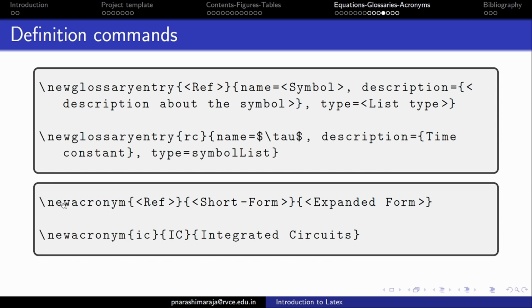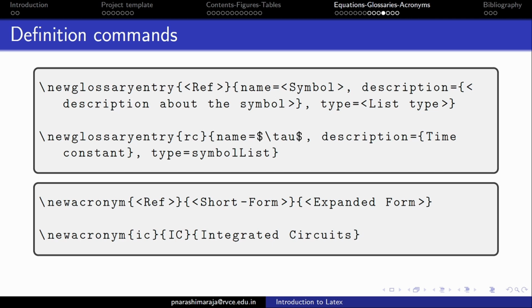So next, this new acronym command helps us to create a reference name which you define in the first curly braces, and the next two curly braces define the short form and its expanded form here. So here is a case where I've defined the reference name as IC, and I just want to write the short form in terms of capital I and C, and the expanded form of it is nothing but integrated circuits.